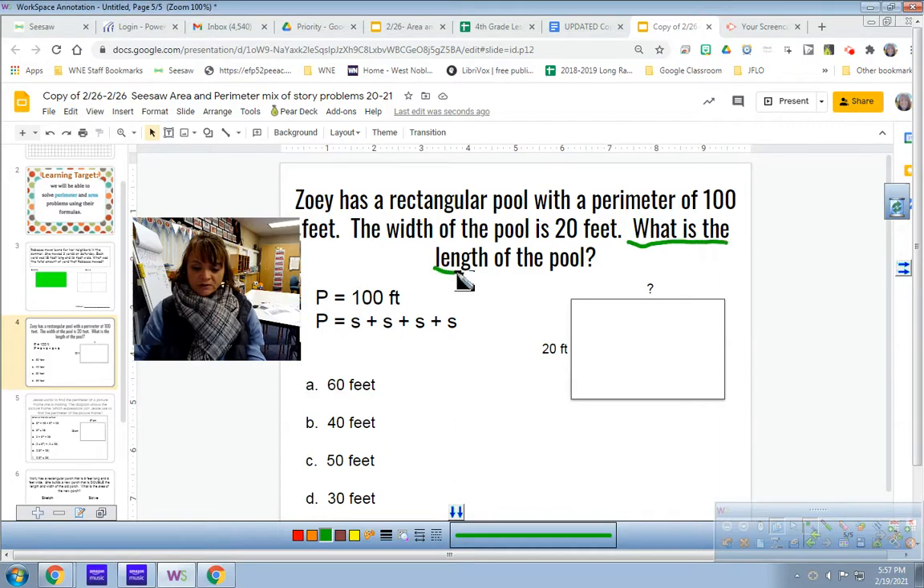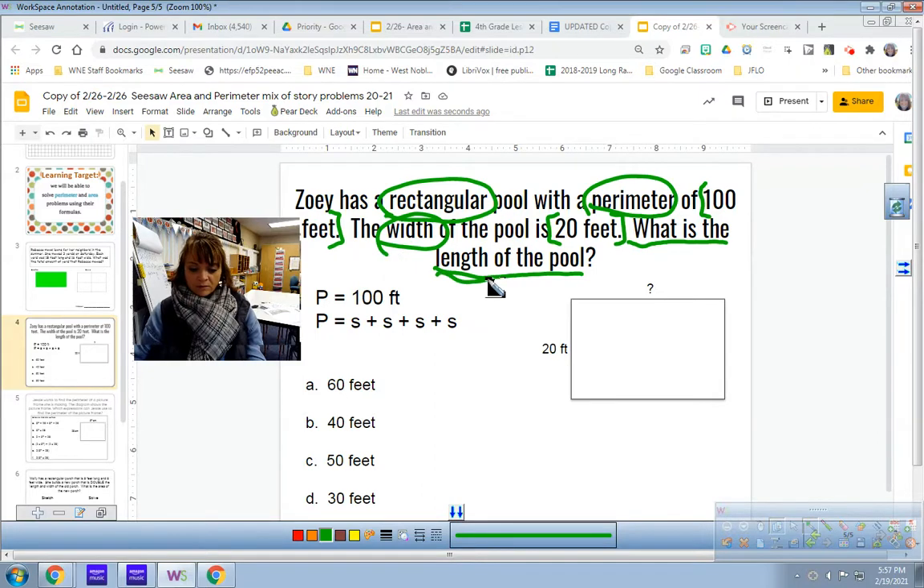Underline the question, bracket the facts, circle the keywords. Just like that. How do you think I did?